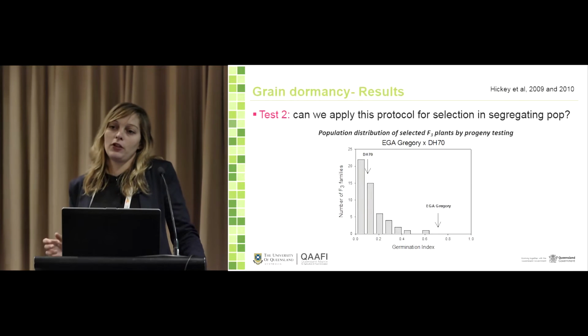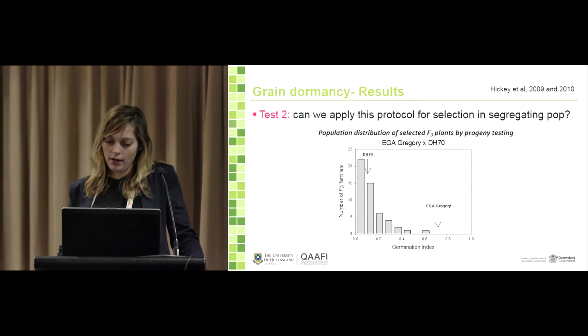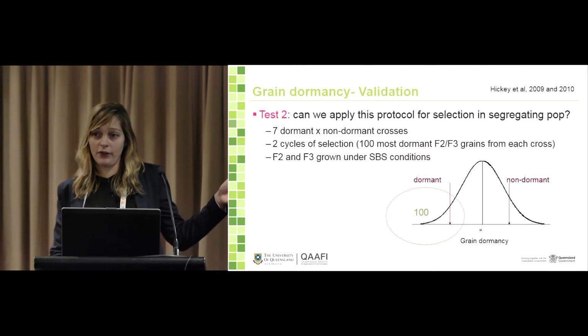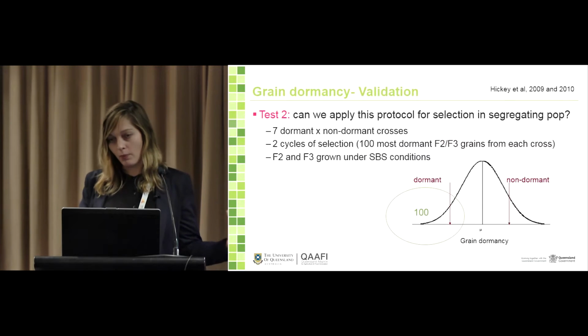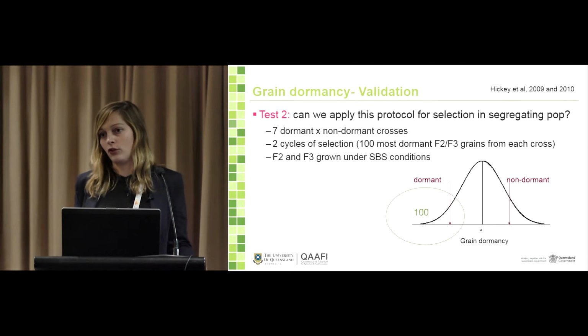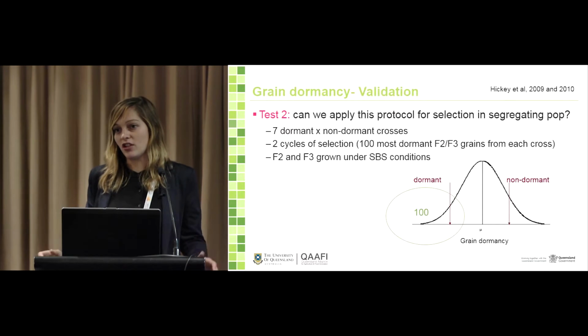In this case, it's because we applied a selection. We selected for the most dormant lines at each generation, so that's why we had this shift. But if you do not apply a selection on grain dormancy, it shouldn't change. It means that the cycle time is longer because we have to grow them all the way through to maturity. So it's about 10 weeks, sometimes 12 for late maturing times. Okay.